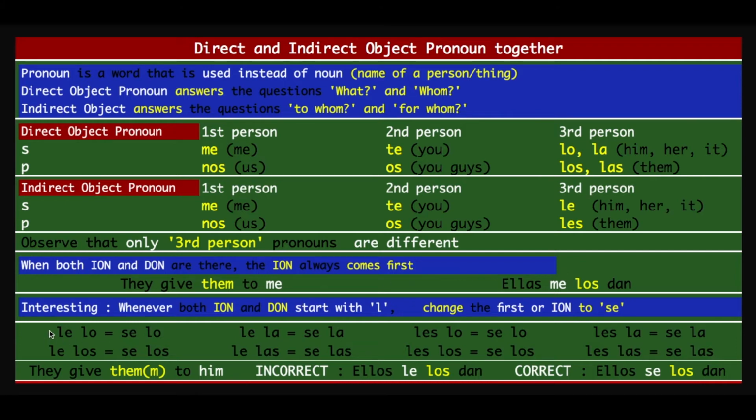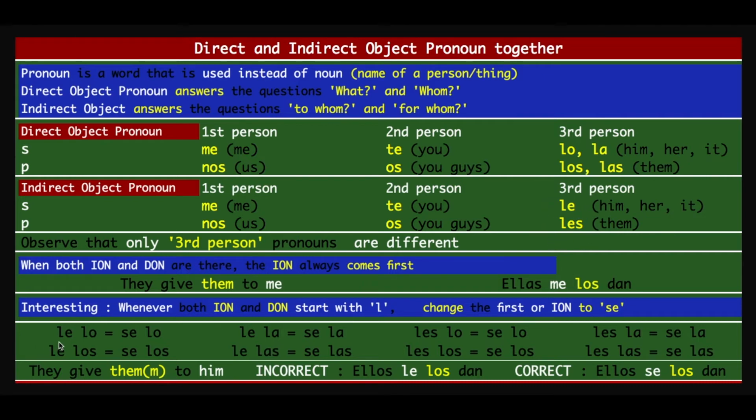Let's see another concept which is interesting. Whenever both indirect object and direct object start with L, which has a very high chance because all the cases of third person are with L, then it sounds a bit cacophonic, and that's why the rule is change the first, which is indirect object, to se. No matter what it is, whenever you have both the direct and indirect object together, and both of them start with L, then the first one, which is indirect object, has to be changed to se.